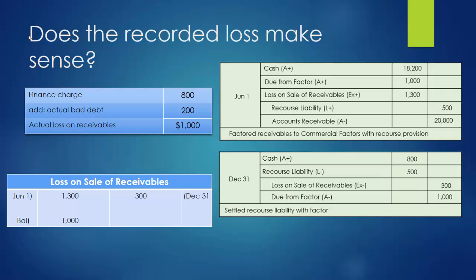So at the end of the period after you have settled with your factor, the balance of your loss should always be equal to the finance charge that happened at the time that you sold, plus the actual amount of bad debt that was contained within the receivables that you factored.